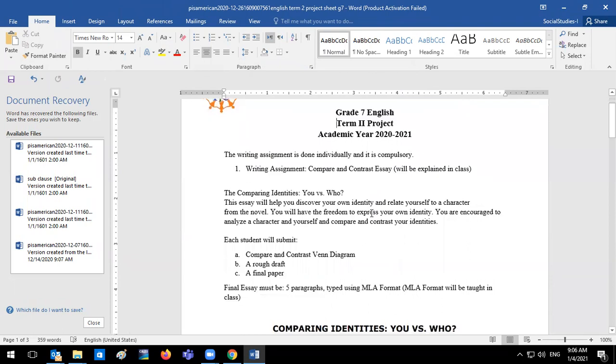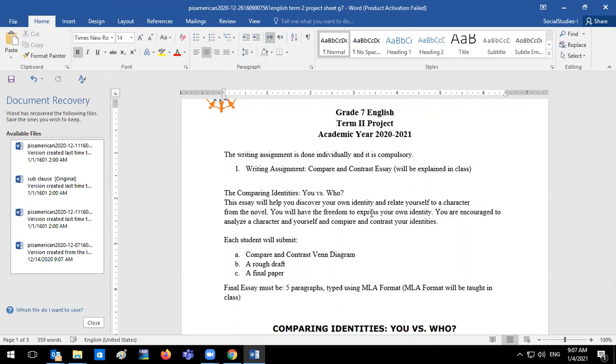The first thing that you're going to have to do is going to be done individually. All right, this is your number one assignment that you're going to have to do by yourself. You're going to be writing a compare and contrast essay. When you compare and contrast, you're basically telling the differences and the similarities between two objects. Okay? In this assignment, it's called You Versus Who.